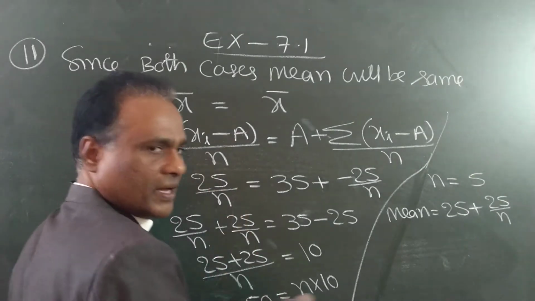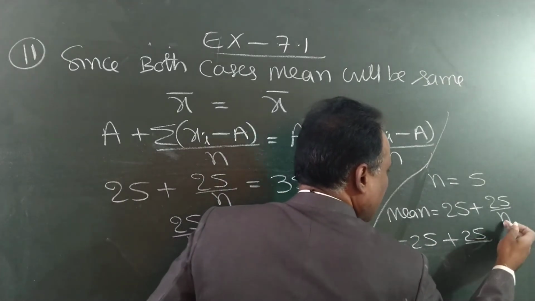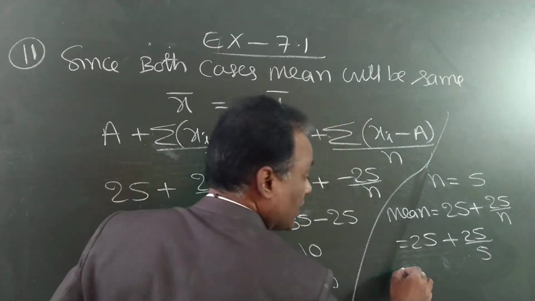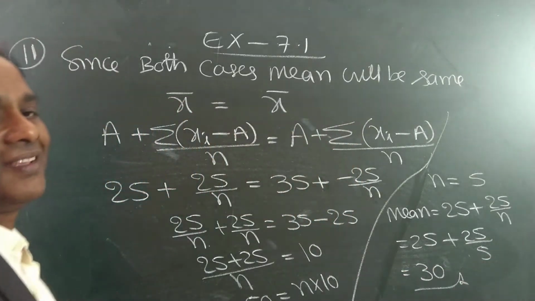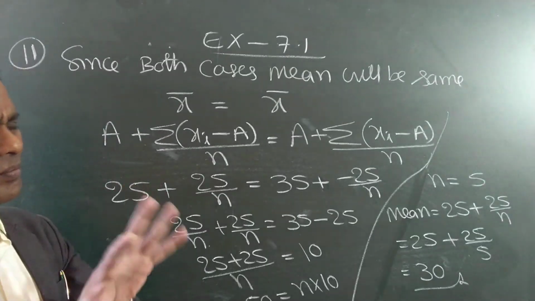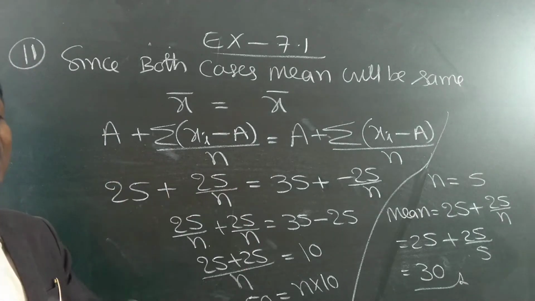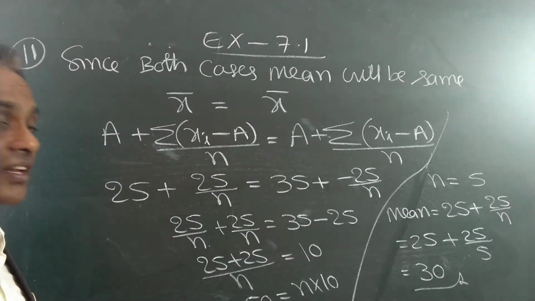25 plus 25 by n. See here students, 25 by n we calculated as 5. 25 by 5 is 5. 5 plus 25 is 30, answer. This is a difficult concept. So lastly, problems are not as direct as using the formula. So some tricky questions are given, some analysis, some reasoning type of questions are given.